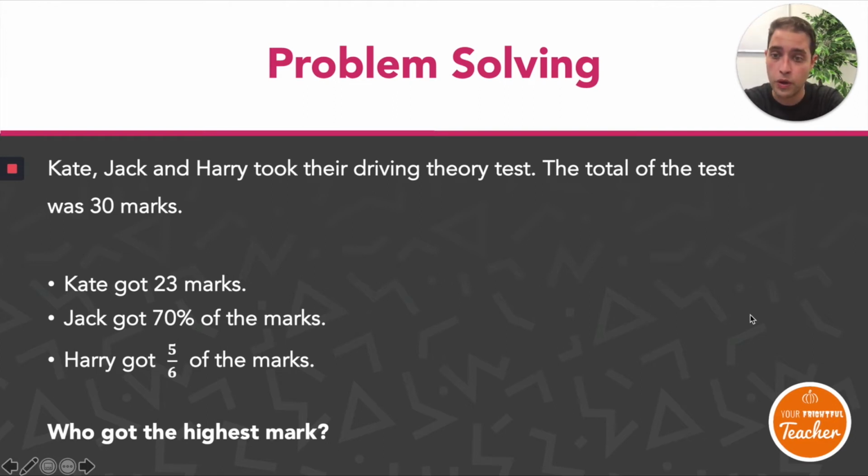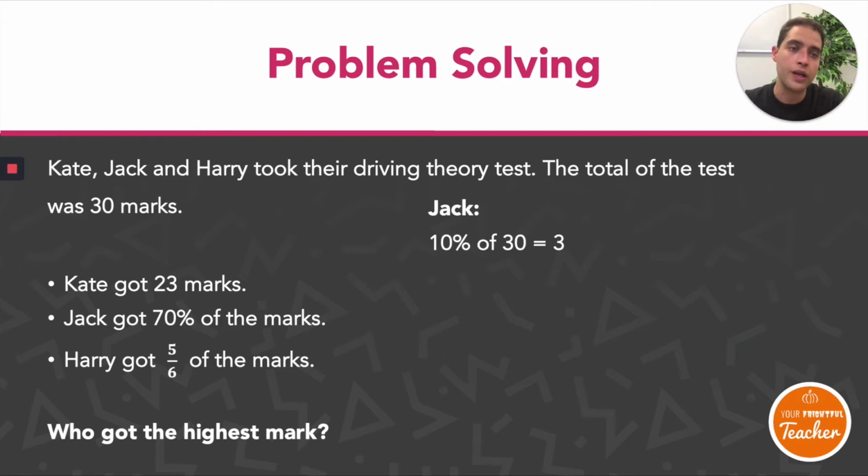Here's the problem. We've got all this data presented in different ways, and we need to figure out now who got the highest mark. We know the total value because it says in the question that the total of the test was 30 marks. So let's work out Jack, because we already know how many Kate's got, and we want to make a comparison in terms of who got the highest mark. So we already know that out of 30 marks, Kate got 23 marks. So we're going to move to Jack, who got 70%.